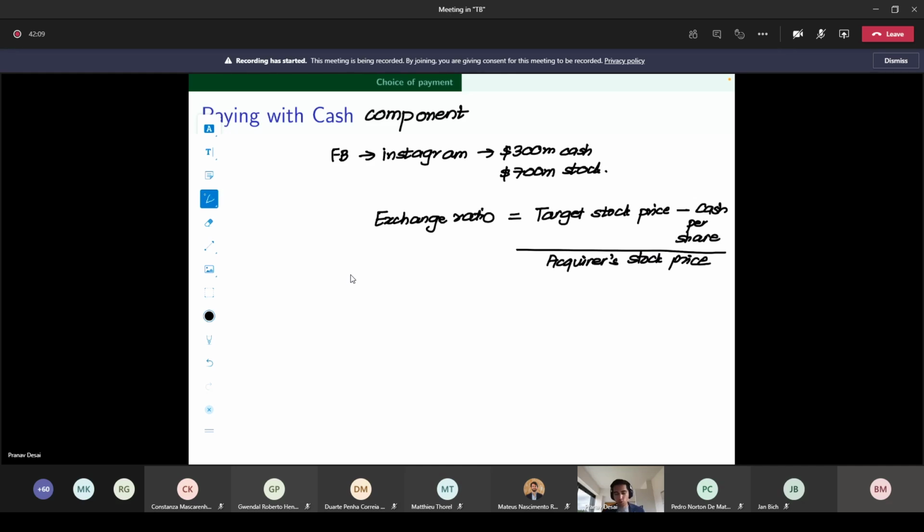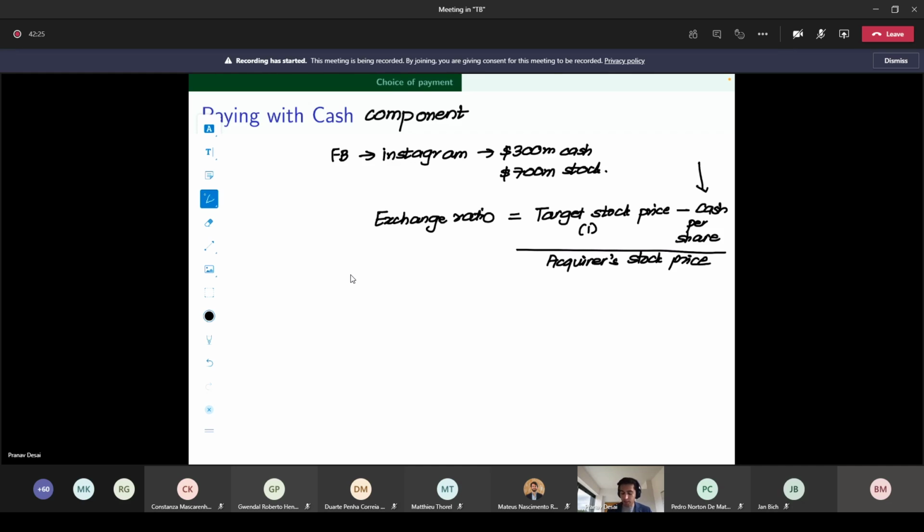Now, why do we subtract cash per share over here? Because of the very simple fact that we are already making that payment to the target, so we do not want to double pay them. But the entire method is the same.